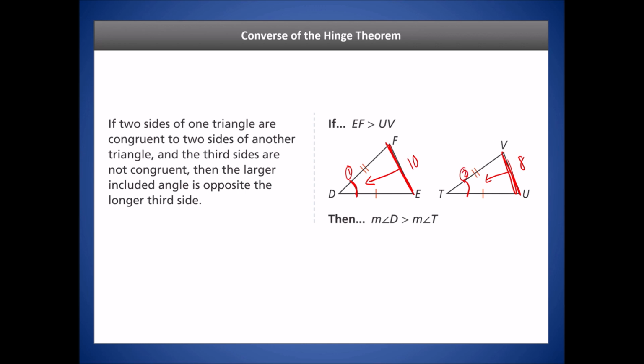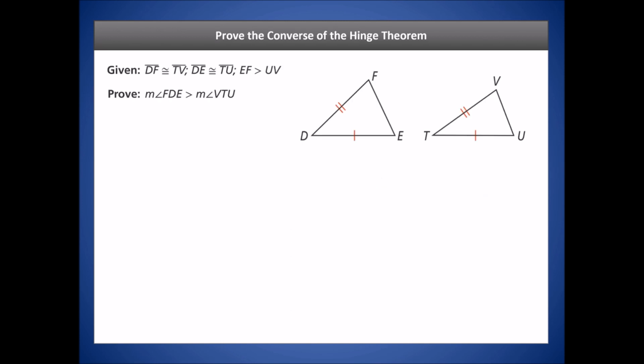So you're doing the backwards. Instead of going from the angle to the side, you're going from the side to the angle, comparing the angles here directly. All right, so let's prove the converse of the Hinge theorem. In order to prove this, we're going to prove it indirectly. We're going to do what we call an indirect proof, a proof by contradiction.